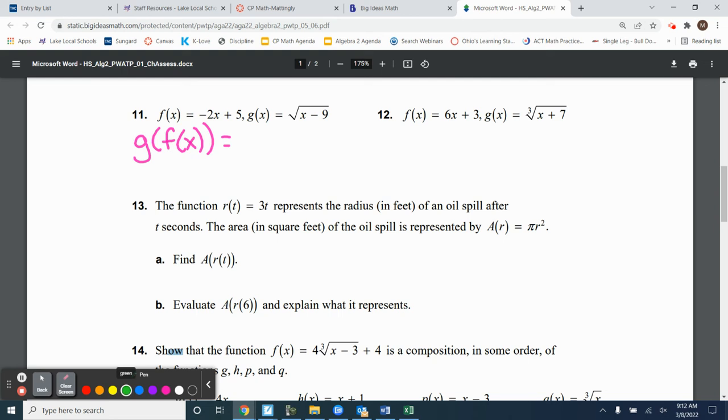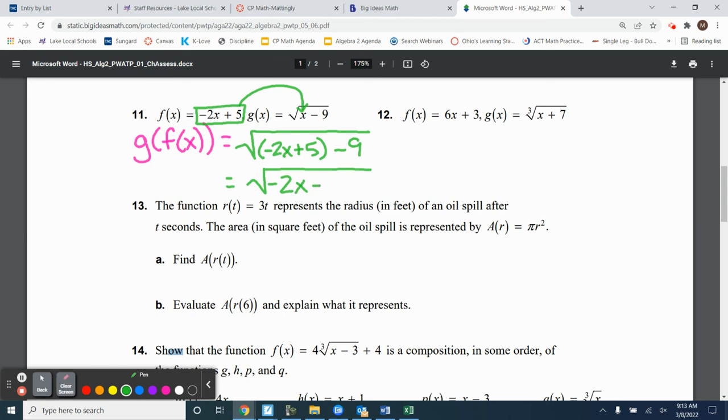We ready? Okay, so we're taking this and putting it where? Right in there, right? So this is the square root of negative 2x plus 5, and then minus 9, right? So all I have to do to simplify is what? Put the like terms together, which are the 5 minus 9, which is negative 4.